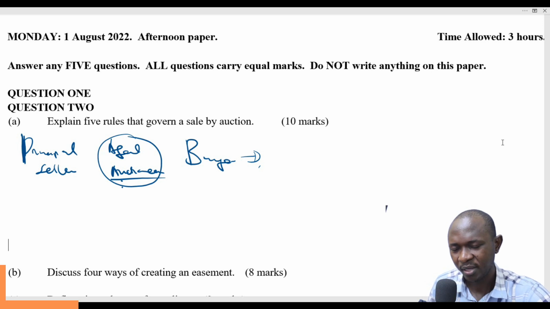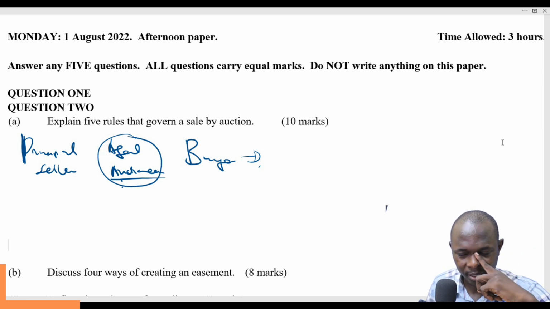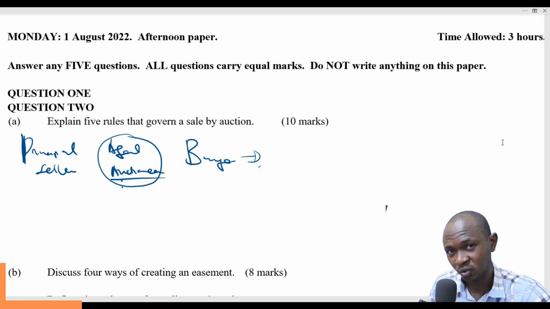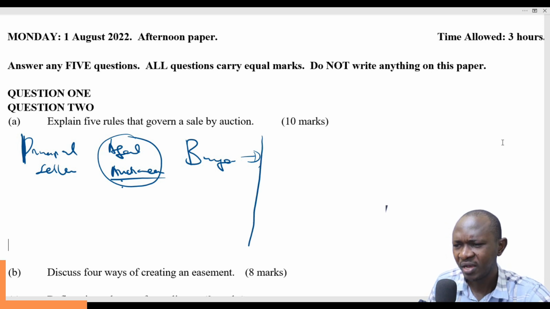And we have the seller, who is the principal. We have the agent, who is the auctioneer, the one in charge of the auctioneering process. And of course, we have the buyer. So that is not our area of interest. Let's go to the question: 5 rules that govern a sale by auction.